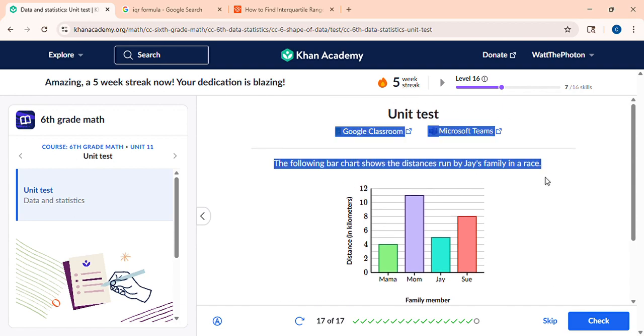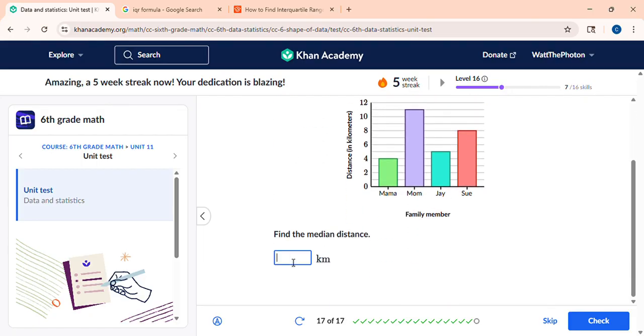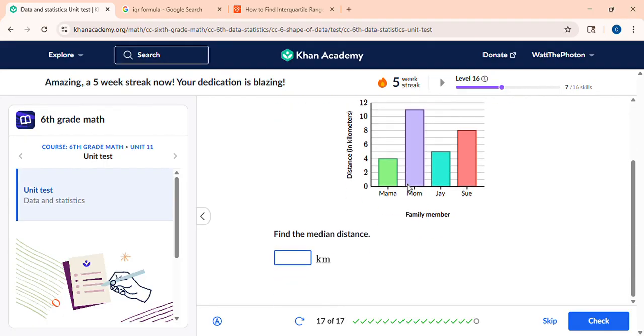The following bar chart shows the distance run by Jay's family in a race. What is the median distance? 8, 4, 4. So the median is going to be, so I have to order these. Mama's at 4, Jay's at 5.